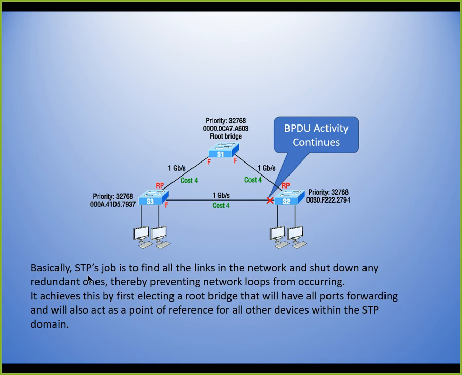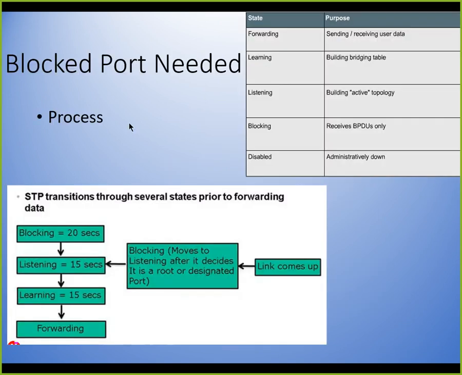So STP, Spanning Tree Protocol's job is to find all the links in the network and shut down any redundant ones, preventing network loops from occurring. It achieves this by electing a root bridge that will have all the ports in forwarding, and will also act as a point of reference for all other devices within the STP domain. All the other devices within that domain are going to find a loop-free path to the root bridge.